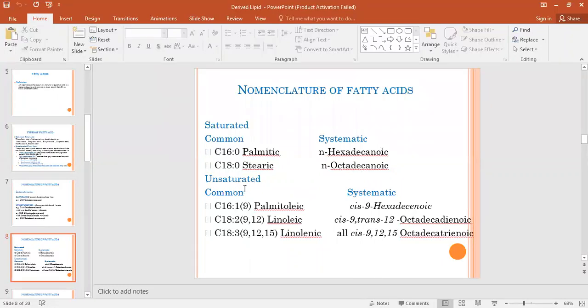The unsaturated fatty acids are also named in the common system. For example, C18:1,9 palmitoleic acid. In the systemic system, they are named as cis-9-hexadecenoic acid.